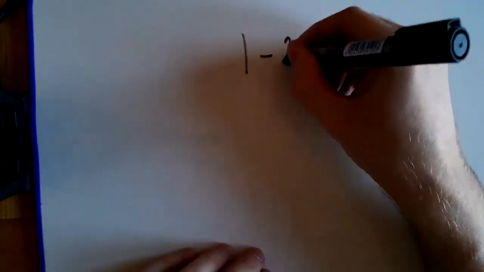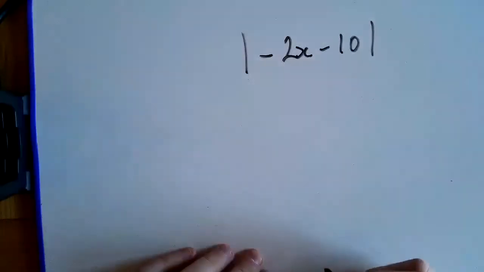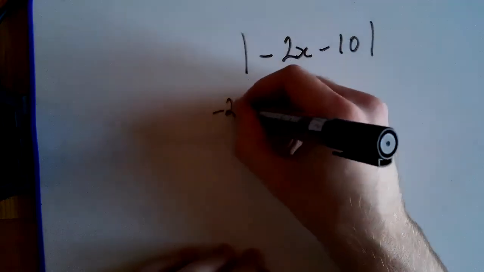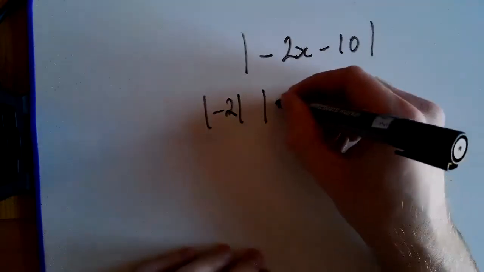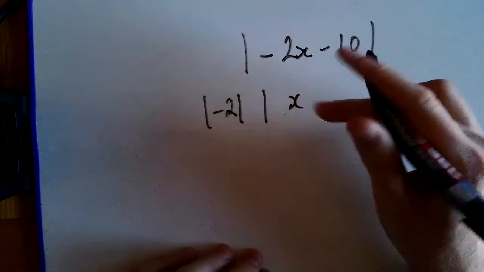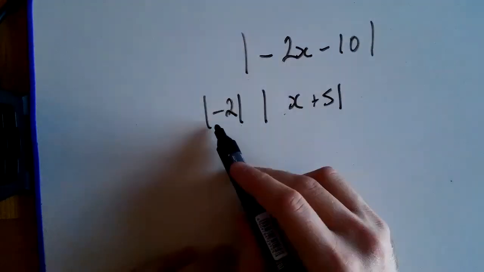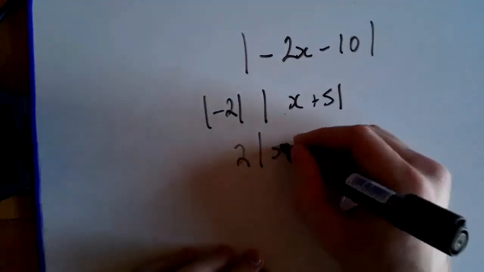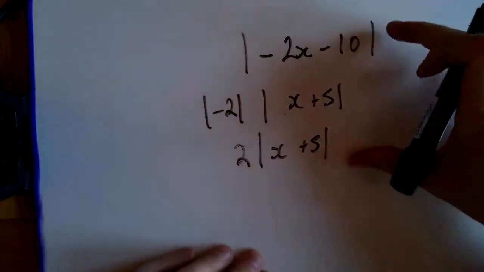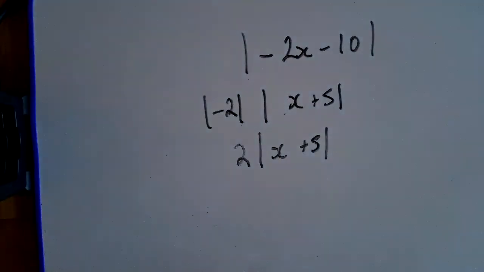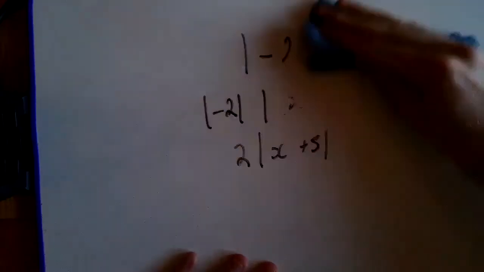And that would work with negatives as well. So if I was doing this, modulus of minus 2x minus 10, for example, I could factorize out a minus 2 if I need a modulus around it. And that leaves me with x add 5, and then that turns into 2. So these two things here are the same thing. But more of that later.